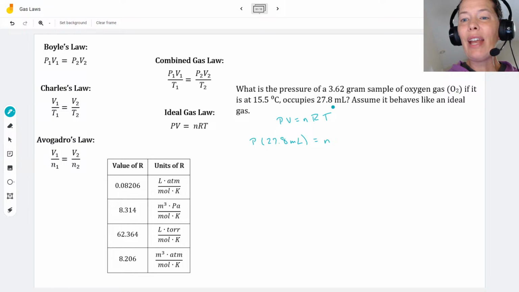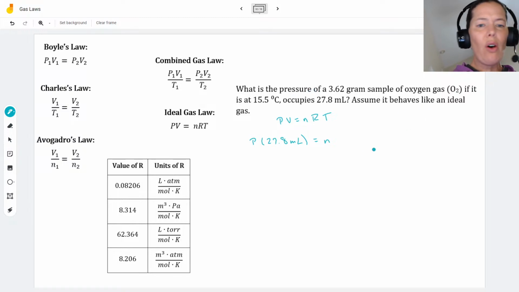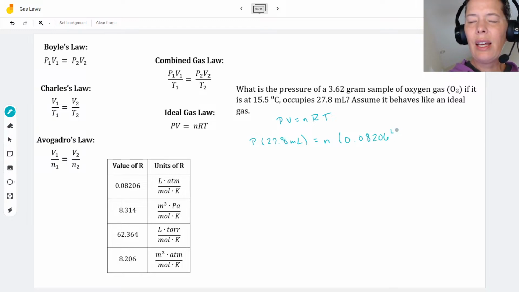Do we have a value of R? Okay, so I have got temperature and volume, and I want the pressure. So let's go ahead and use our 0.08206 value for R, and that'll give us our pressure in atmospheres. So let's go ahead and put that in. 0.08206, and that is liter atmosphere over mole K.